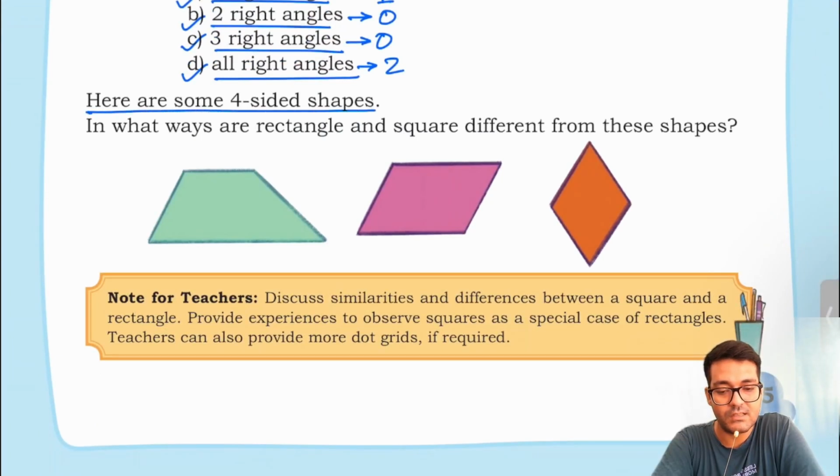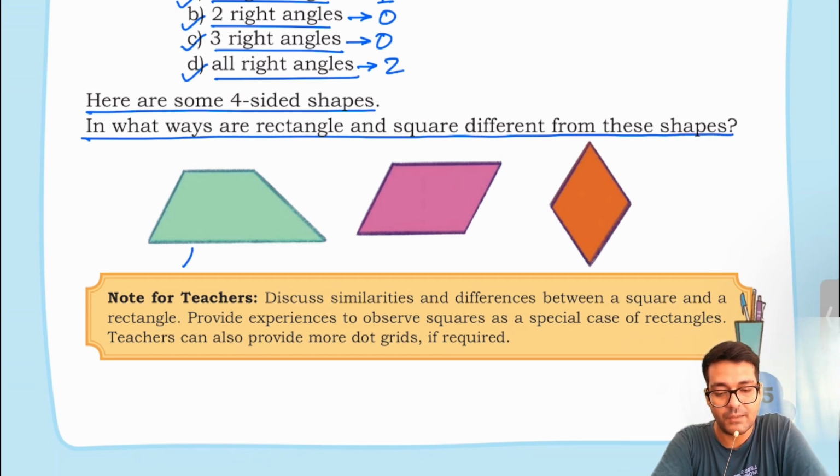Here are four-sided shapes. In what ways are rectangles and a square different from these shapes? First shape is a trapezium. In this you can see there is no right angle. All angles are either acute or obtuse angle. Second one is a parallelogram. And third one is a kite.